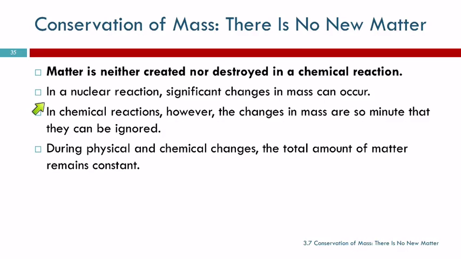In a nuclear reaction, you can have significant changes in mass. This is stated that matter is neither created nor destroyed in a chemical reaction. In a nuclear reaction, this is not true, but there are other laws that apply. But in a chemical reaction, any changes in mass are just so crazy small that we ignore them. The total amount of matter remains constant.